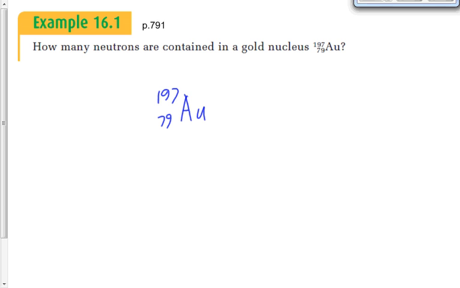So what's our answer here? How many protons present here? Kate, how many protons you got? 79 protons, good. How many protons and neutrons combined? 197. How many neutrons? 118. It's going to be 197 minus 79, right? How many people got that? Okay, we're good then.